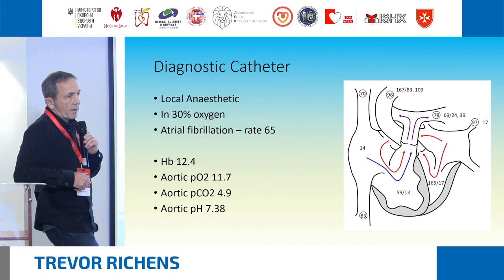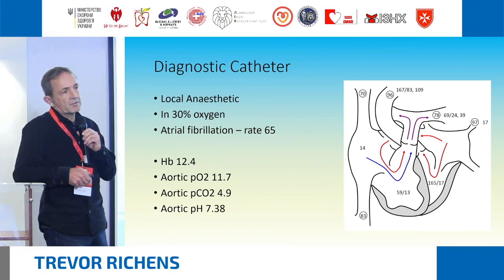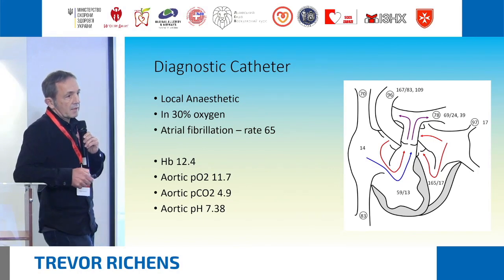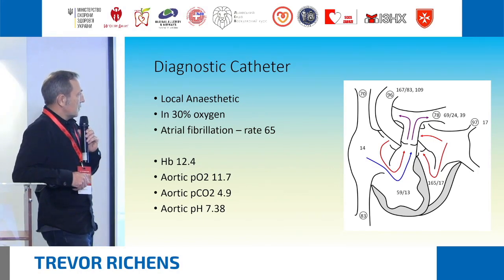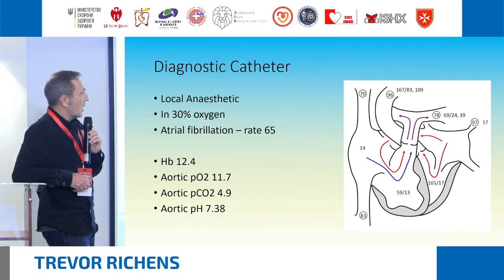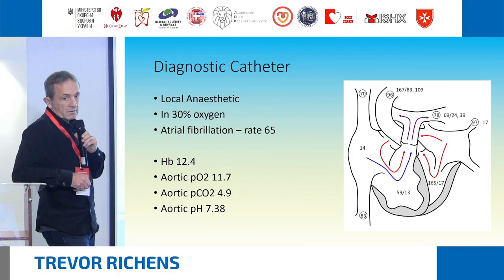She's in atrial fibrillation with a heart rate of 65, which means you have to take a long time averaging the pressures because they can vary from beat to beat. Make sure she's not anemic because that can change the results, that she's not hypocapnic, her CO2 is normal, and that she's not acidotic. And these were the results we got.